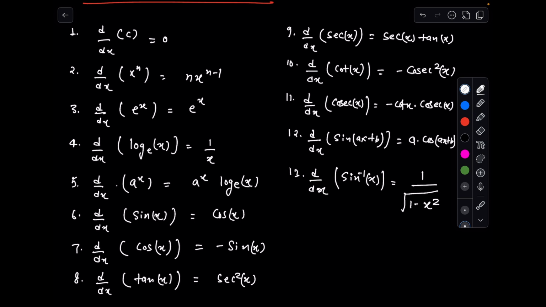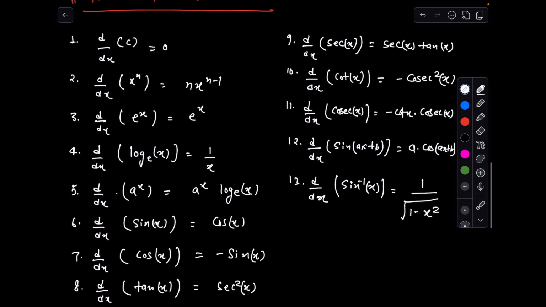I think this many formulas will be sufficient for your physics portion, whether it is for NEET or JEE. Now these formulas you should memorize, and only then proceed to the upcoming lecture. You can just pause this video and take 2-5 minutes to revise all the formulas once, like d by dx of constant is 0, and likewise. Memorize all these formulas, pause this video, then you can continue. Okay.